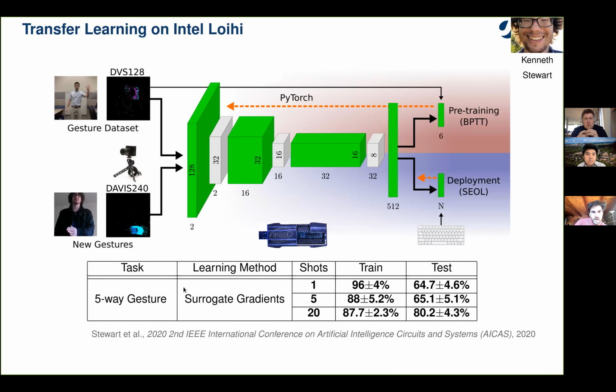So our first demonstration of this bi-level learning was transfer learning. So you can basically train a network to recognize gestures. You do this offline. You train it using backpropagation through time.